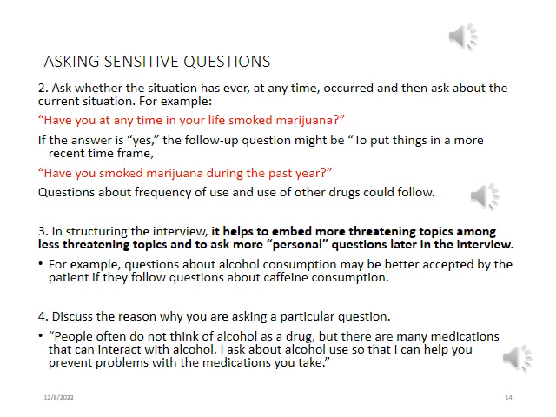Sometimes it is helpful to discuss the reason why you are asking a particular sensitive question. For example, people often do not think of alcohol as a drug, okay? But there are many medications that can interfere with alcohol. So you may discuss this point. I ask about alcohol use so that I can help you to prevent problems with the medications you take. By explaining the reason you are asking about alcohol, you may help him to answer it honestly and take it easy.